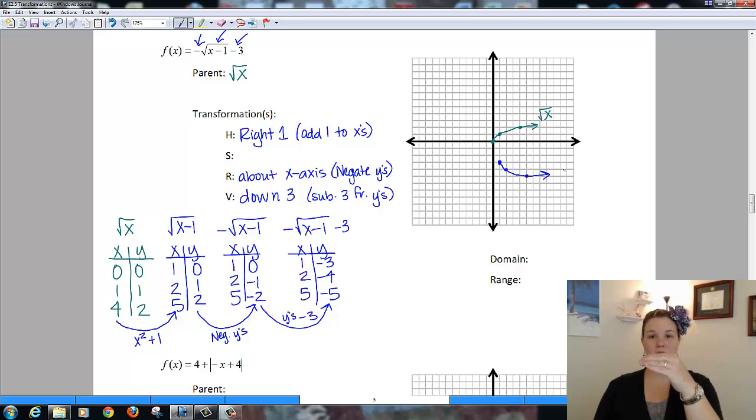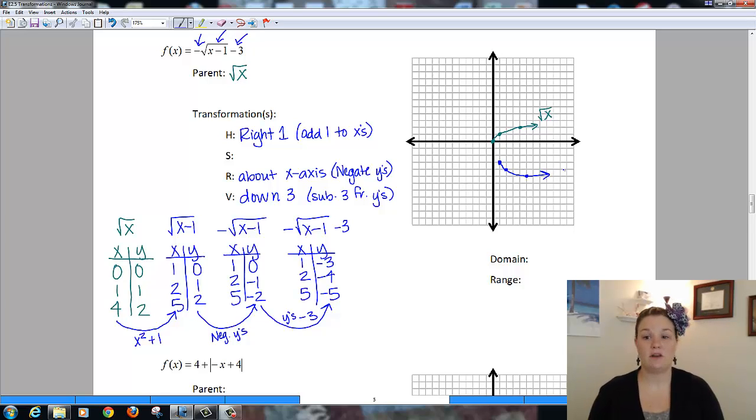Okay, so notice my original is pointing this way. I move it right, still pointing that way. I flip it upside down, still pointing that way, and I move the whole thing down, still pointing to the right. So the right side gets the arrow, the other side is just a solid dot.